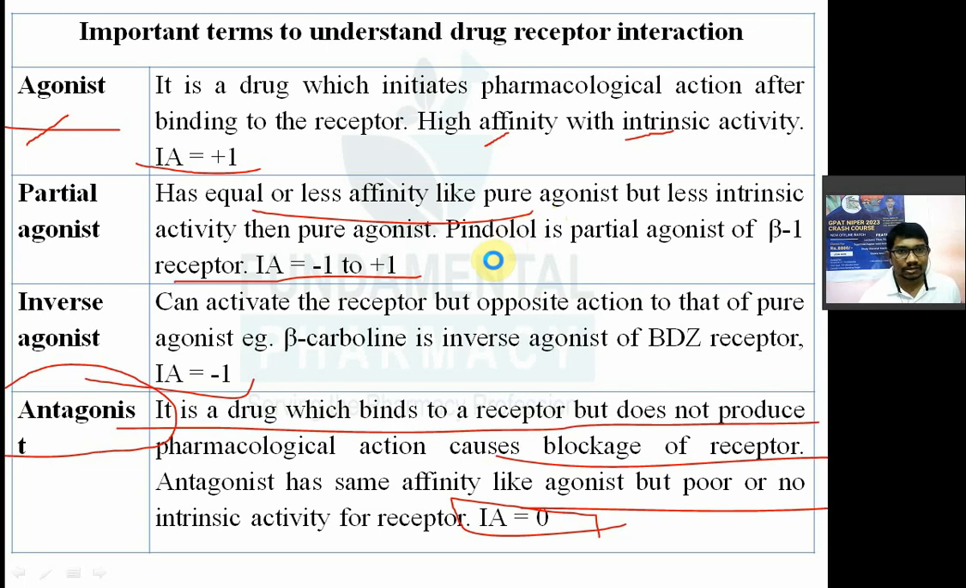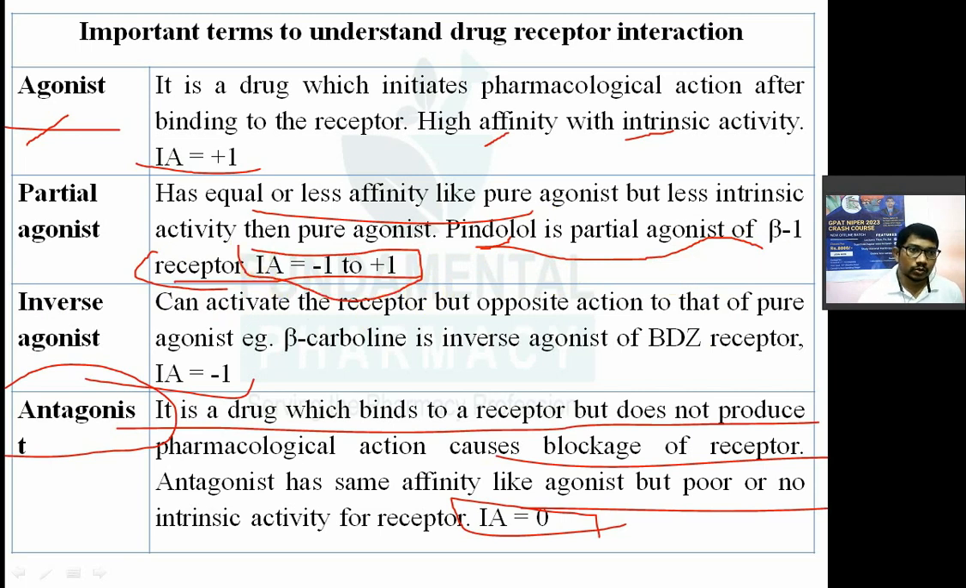For example, pindolol is a partial agonist to the beta 1 receptor. Who is the full agonist here? Noradrenaline or isoprenaline. So that is a full agonist. The partial agonist will combine with the receptor, but the activity will not be full. That's why the intrinsic activity lies between -1 and +1.